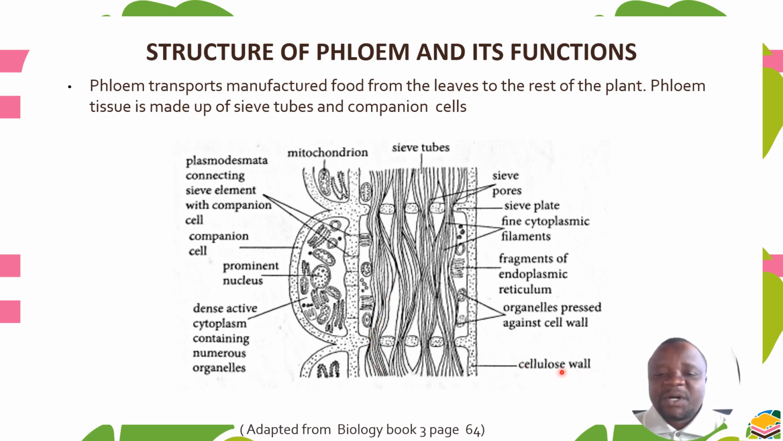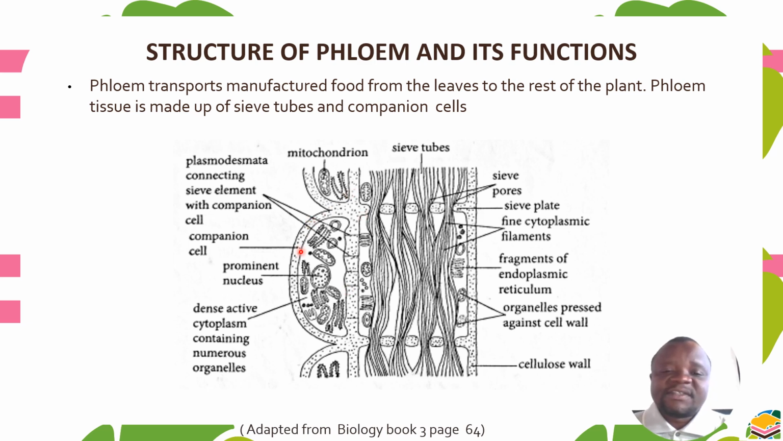So we have the cell wall. This cell wall is also this part. The whole of that is the cell wall. Right, so we have the sieve pores. There are pores, the opening here. So we have the fine cytoplasmic filaments. Each one of these cytoplasmic filaments makes up the sieve tubes. We have the organelles which are placed against the cell wall. We have these fragments which are pieces of the endoplasmic reticulum.